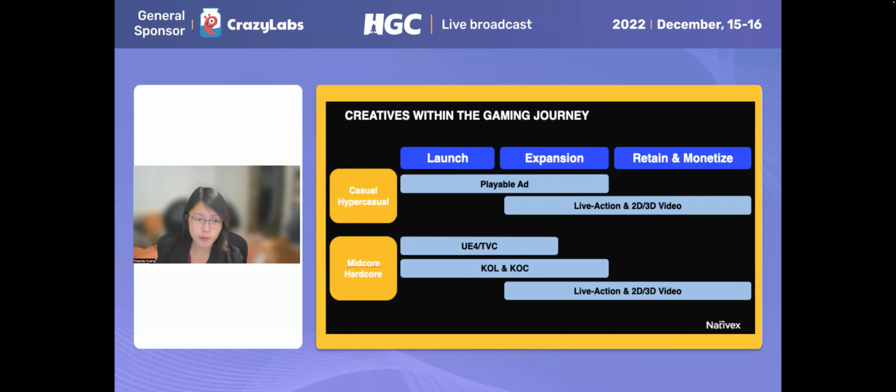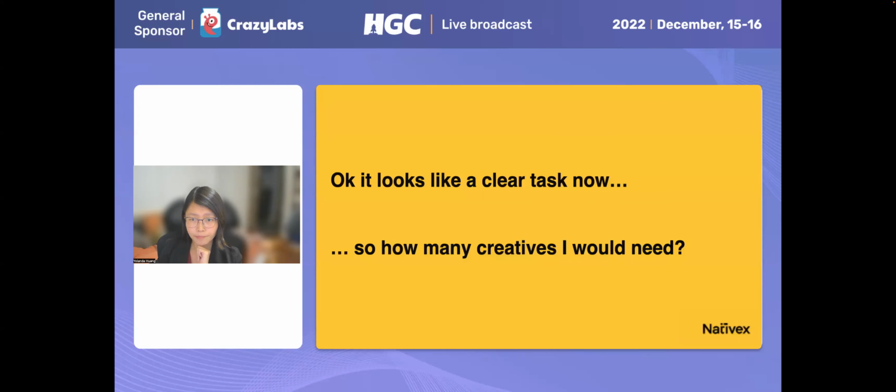So feel free to take a screenshot of this. This is our experience with different types of titles in different phases. And that's not the end of the story. It's not only the life cycle of the game itself. It's the iterations as well. So how many creatives would I need for each and every stage shown in the last slide?